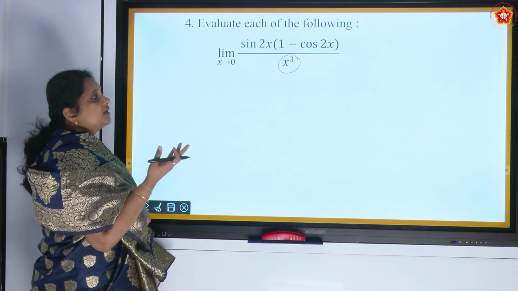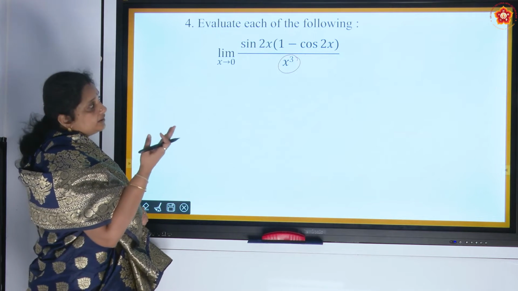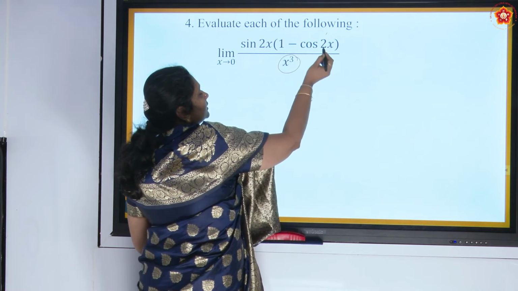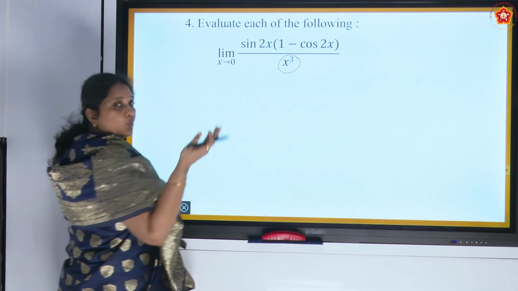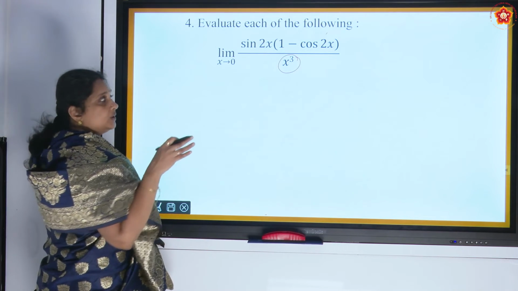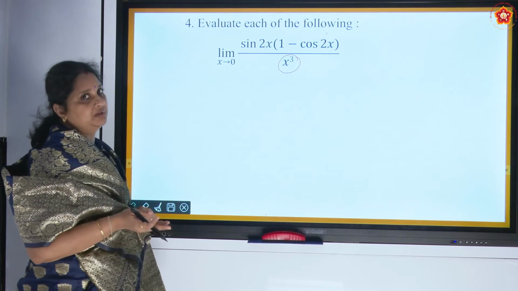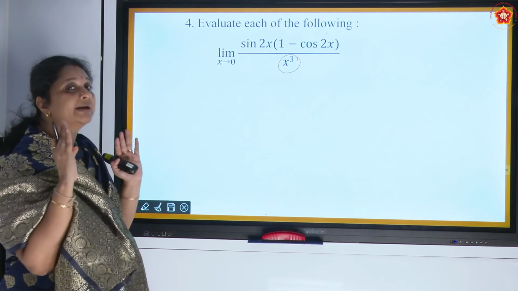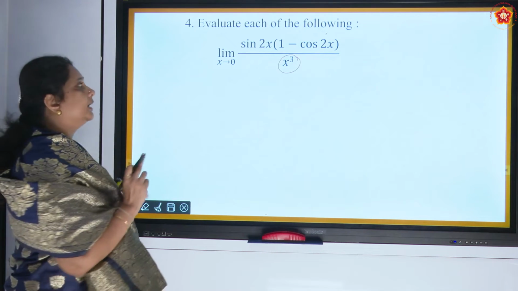So if I substitute the limit, that becomes 0, because here cos 2 into 0 is cos 0, and cos 0 is 1. So 1 minus 1 is going to be 0. It will take me to the 0 by 0 form. So now what do I do? I have to simplify this. Let me use the identities that we learnt in trigonometry.